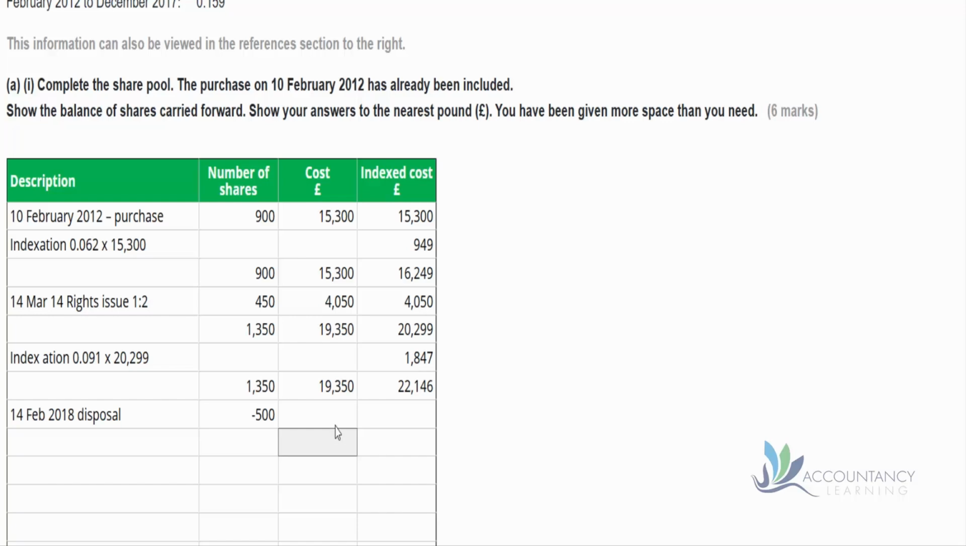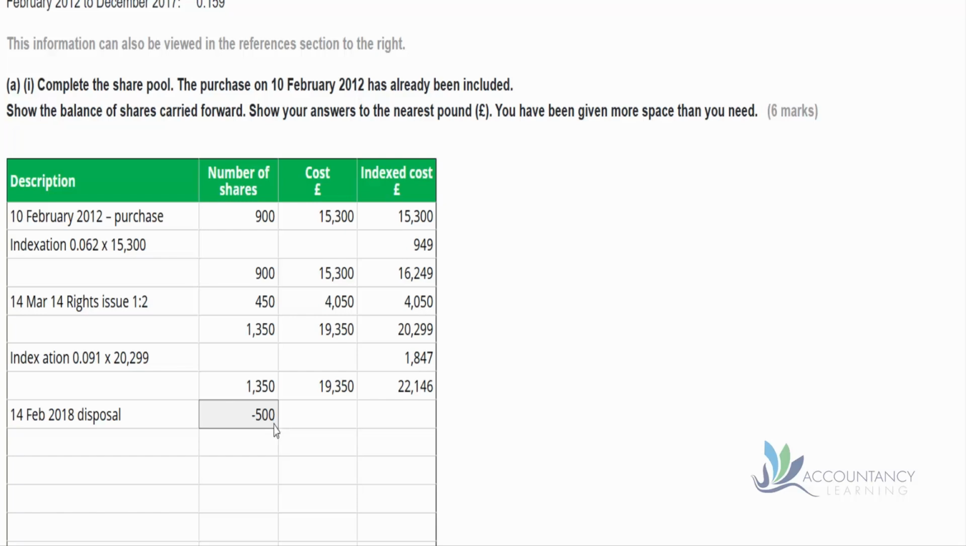Okay, so what we need to do then is work out, well, what is the cost of that disposal and what is the index cost of that disposal? And we're just going to do this on a proportional basis. Because those 500 shares, are they being sold from the original 900 or are some of them from the rights issue? Well, we don't know. There's just a big pile of shares and they're all in the same pool, aren't they? So what we're going to do then, we're just going to work out what is the proportion of the cost that we're going to recognise in this disposal.